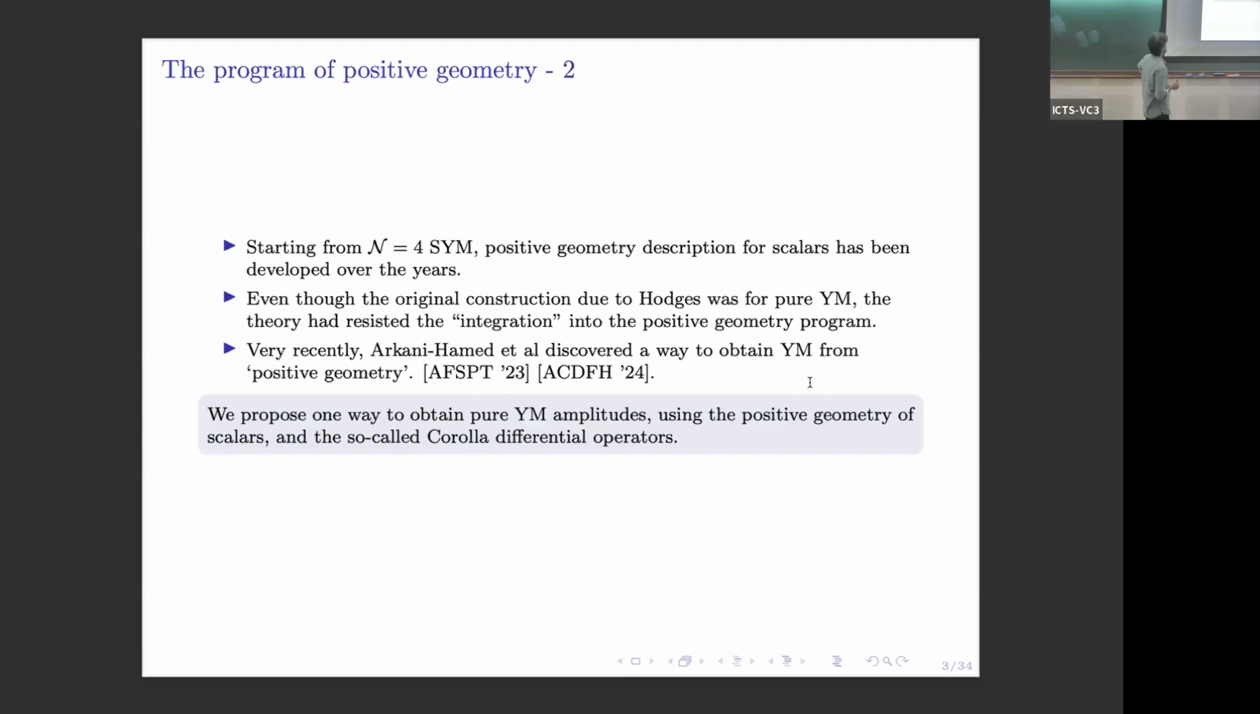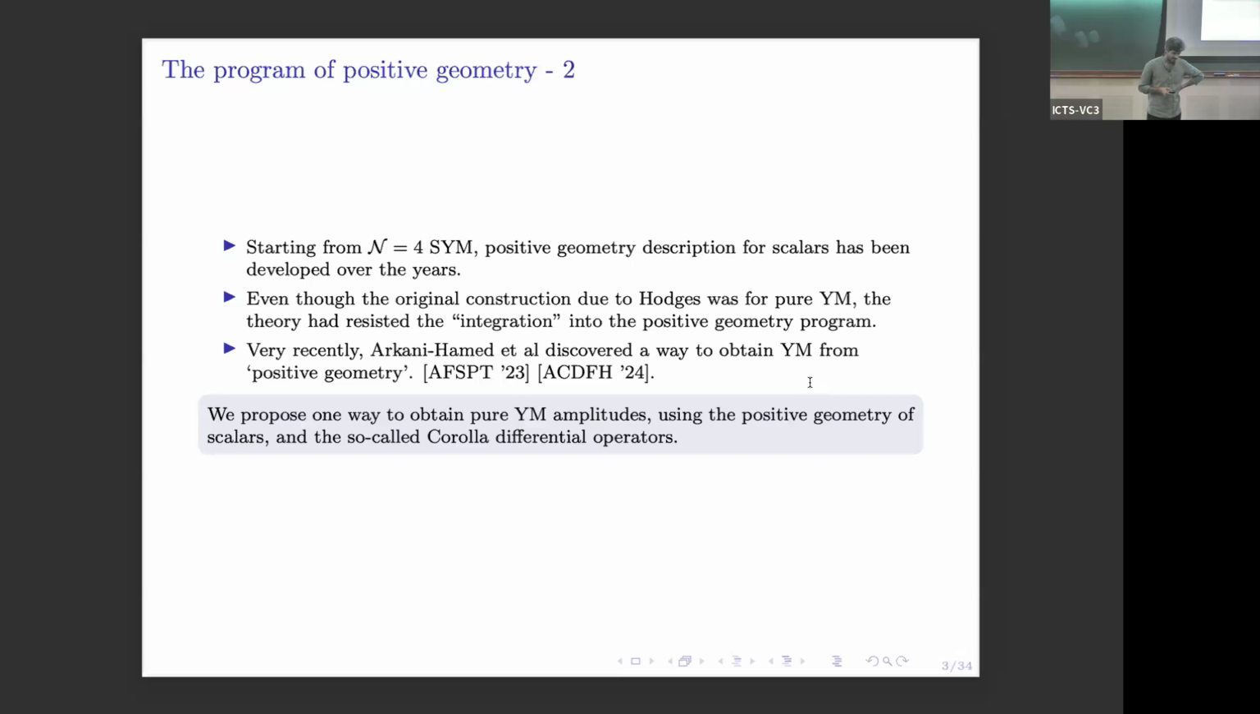So a little bit more history. After the amplituhedron, the positive geometry description for scalars has been developed over the years. I haven't cited a lot of names here, but Nima Arkani-Hamed, Alok Laddha, Trnka, Song He, and a lot of people have worked on it over the years. But even though the original construction due to Hodges was for pure Yang-Mills, pure Yang-Mills theory had resisted integration into the positive geometry program.